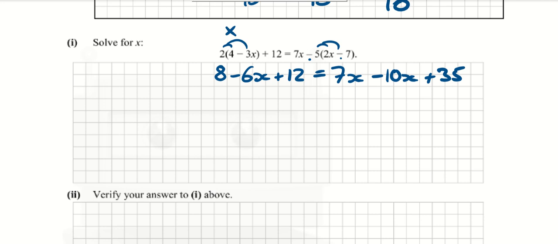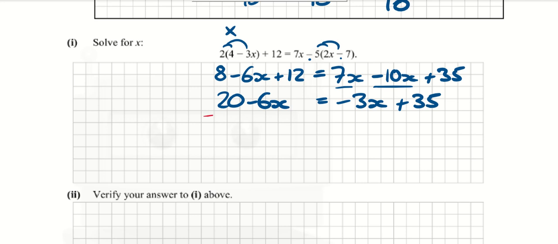Okay, simplify each side then. We have 20 minus 6x on one side and take our like terms, oh, that's not a like term, these two like terms, minus 3x plus 35 here. Now we've got to balance up the sides, so we want to get rid of our numbers on the left, so minus 20 from each side, and get rid of our letters on the right, so plus 3x to each side. So remember, always keep it balanced either side of the equals. Okay, and those x's are gone.